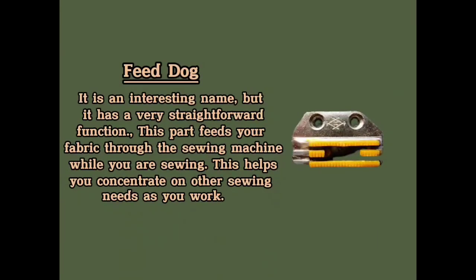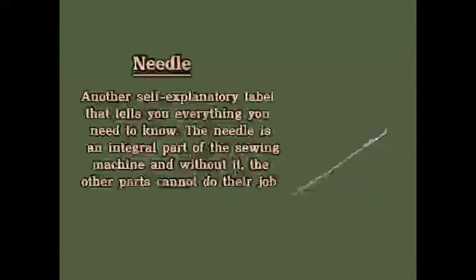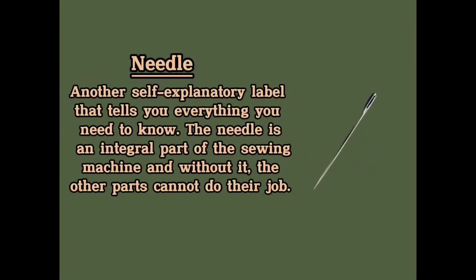Number 17. The feed dog. Feed dog, it is an interesting name, but it has a very straightforward function. This part feeds your fabric through the sewing machine while you are sewing. This helps you concentrate on other sewing needs as you work. Number 18. Needle. Another self-explanatory label that tells you everything you need to know. The needle is an integral part of the sewing machine, and without it, the other parts cannot do their job.